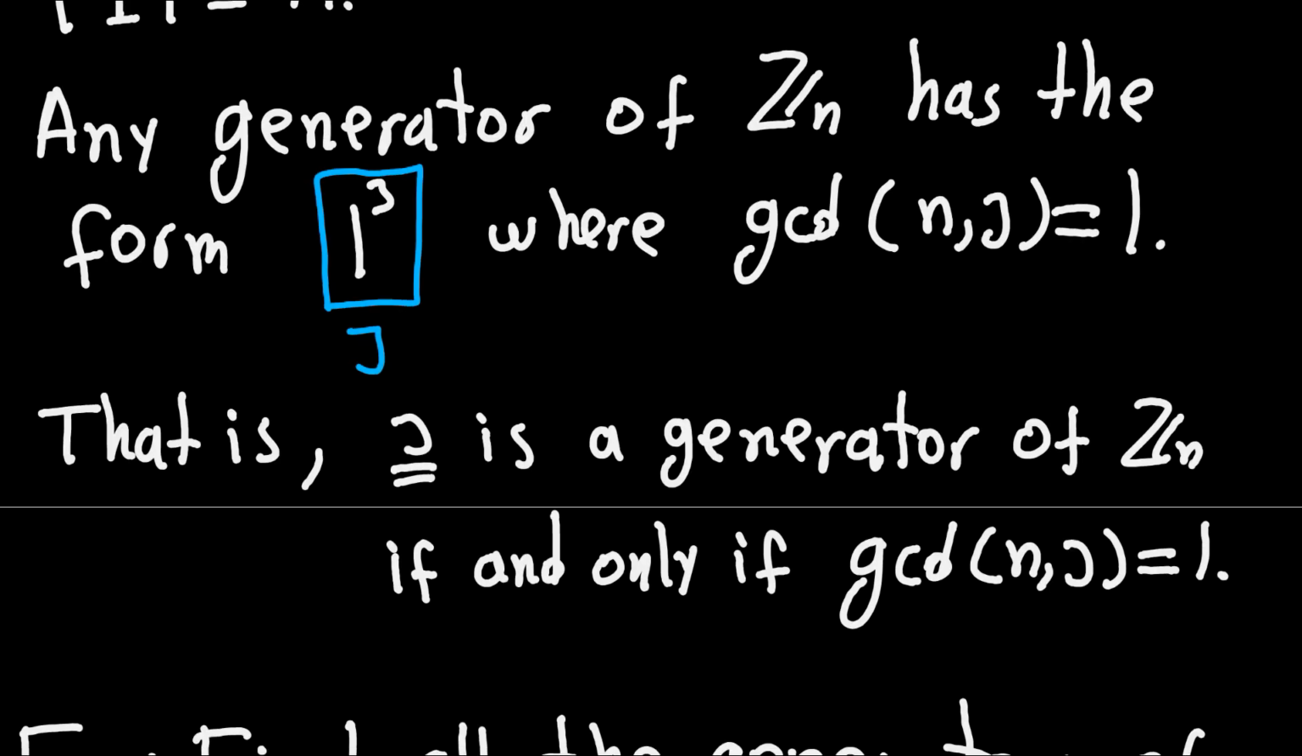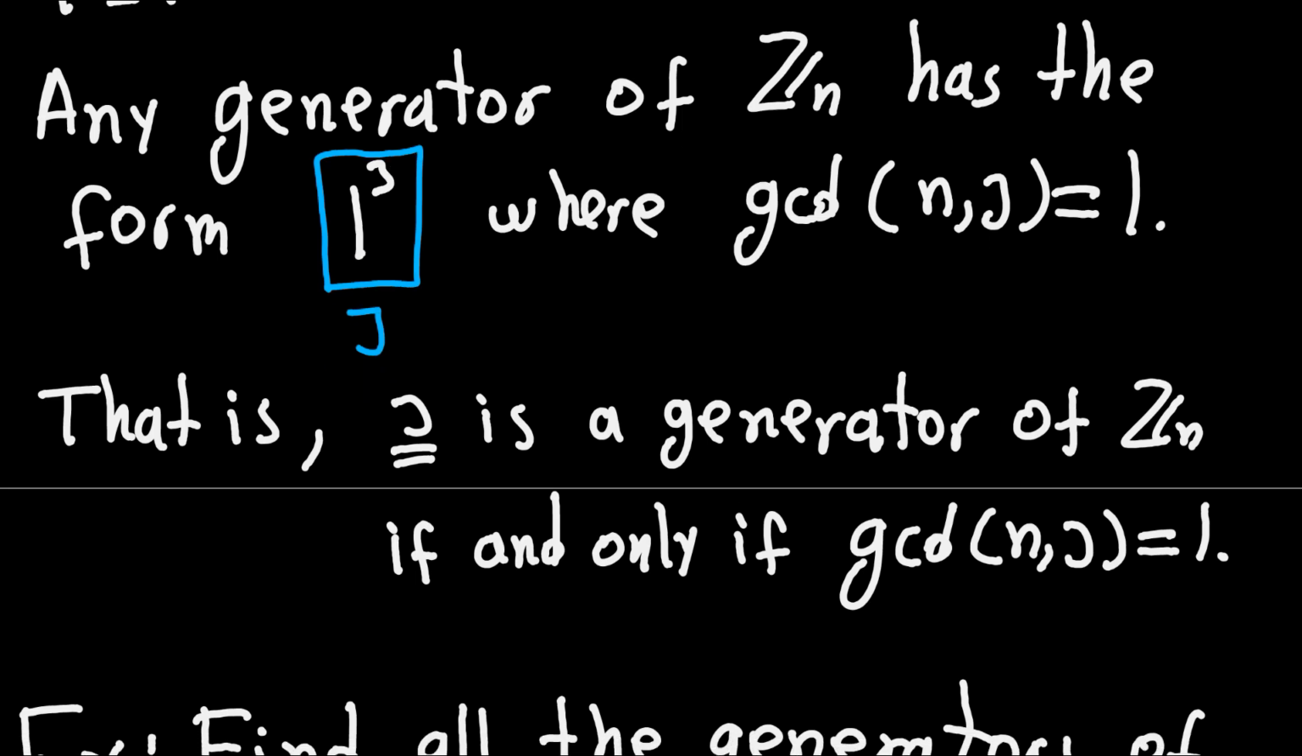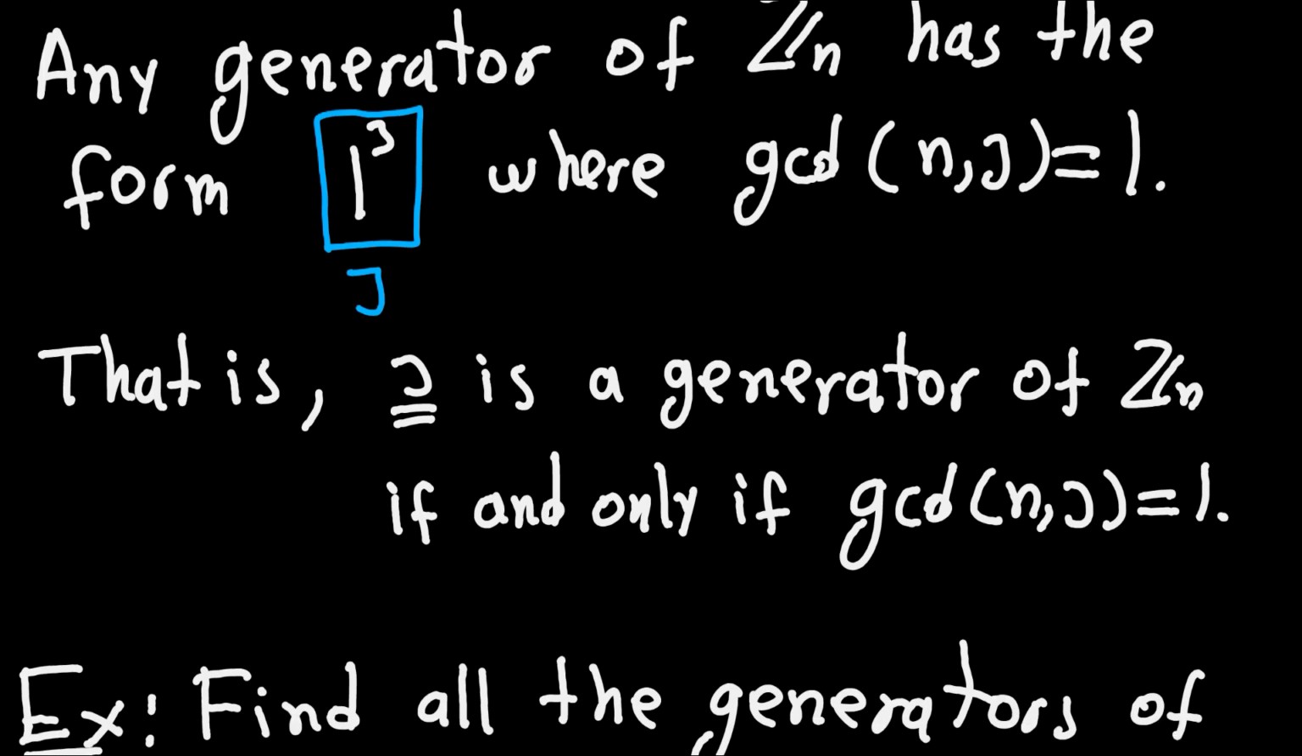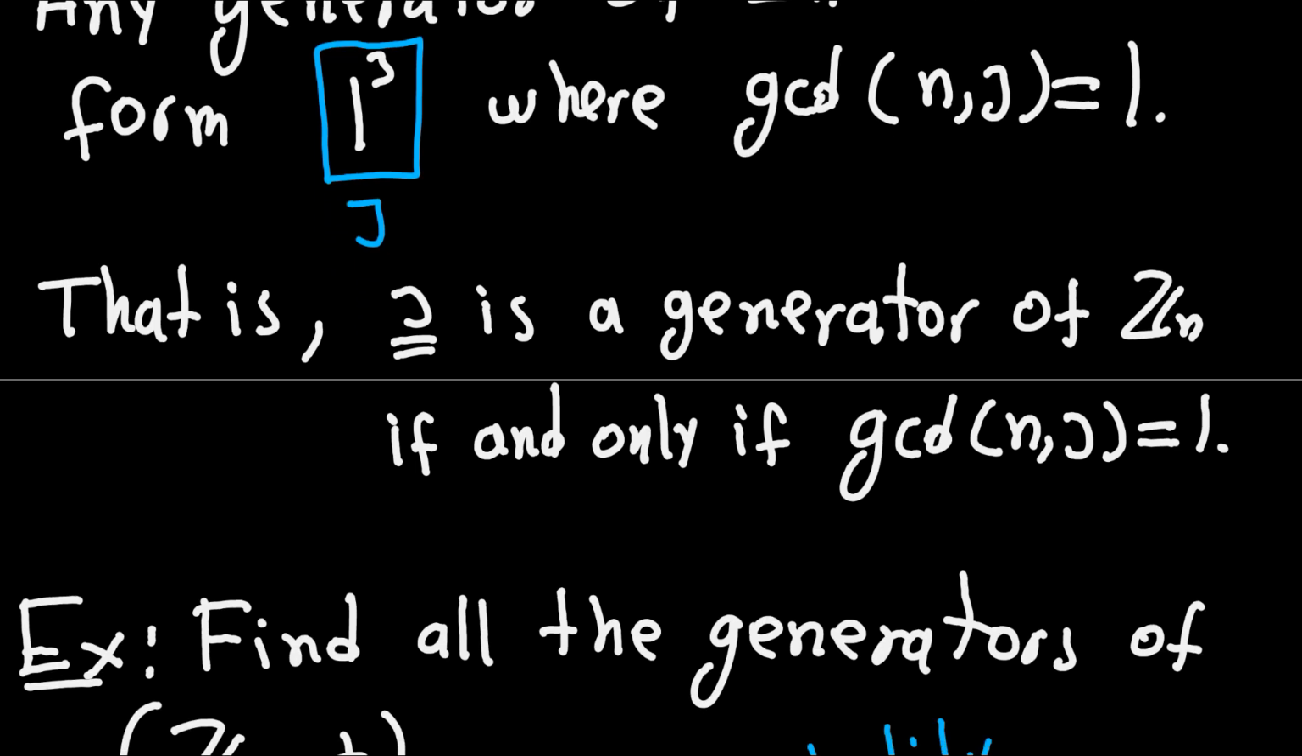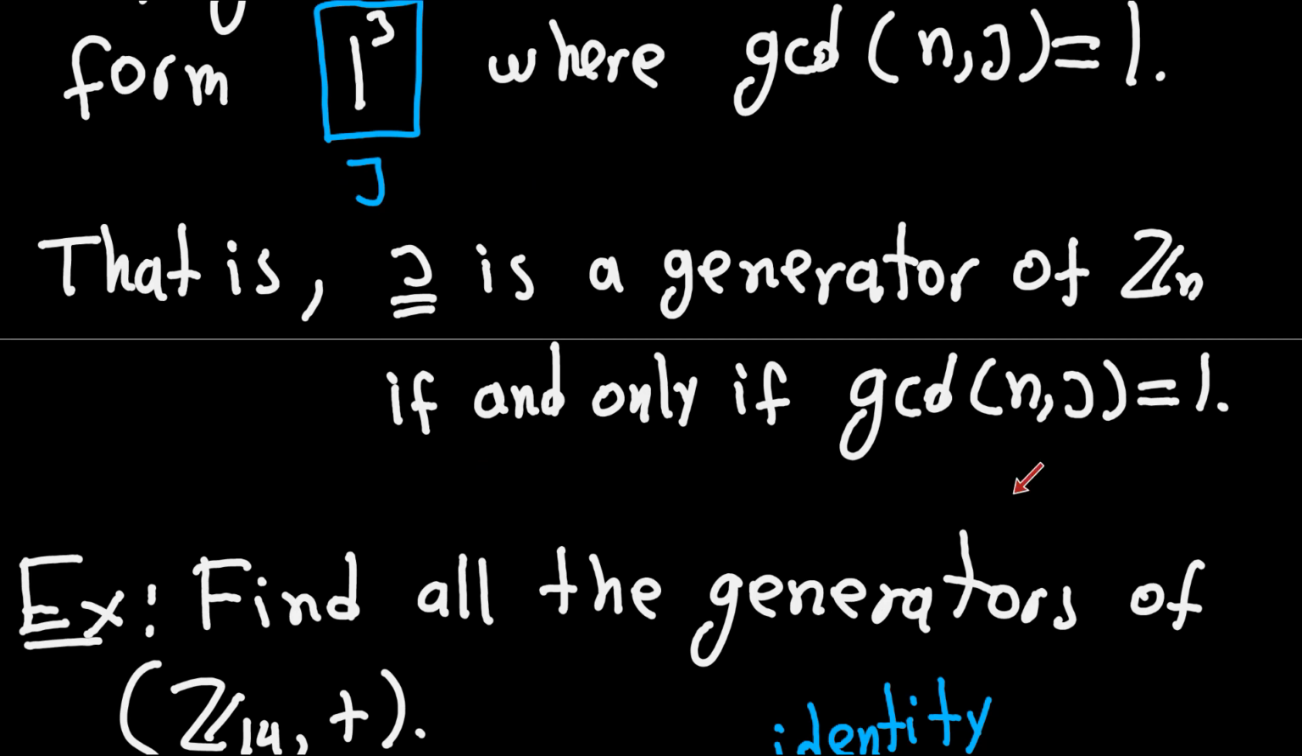So the conclusion of all of this will be that j is going to be a generator of Zn if and only if the greatest common divisor between n and j is equal to 1. That is an observation I wanted to make, in particular for this group, because then when you take powers, you can simplify like this. 1 to the j is just j, if j is less than n. All right, so it's easier just to do it this way.